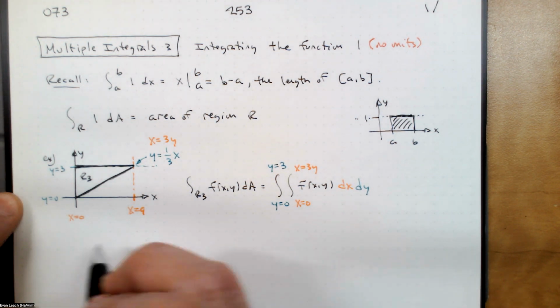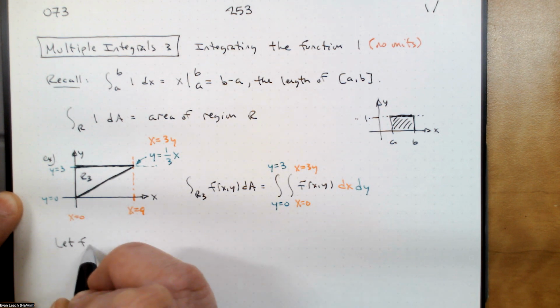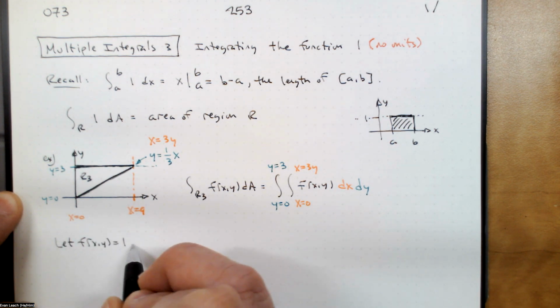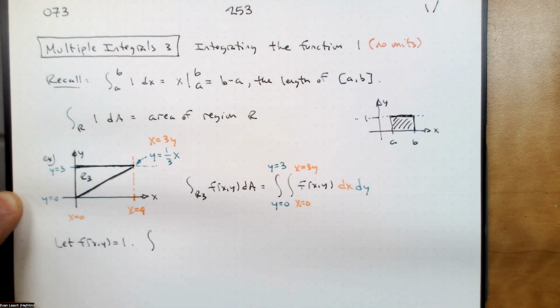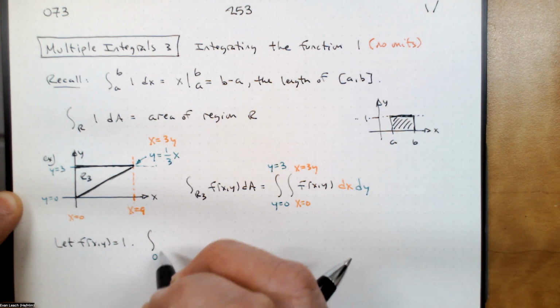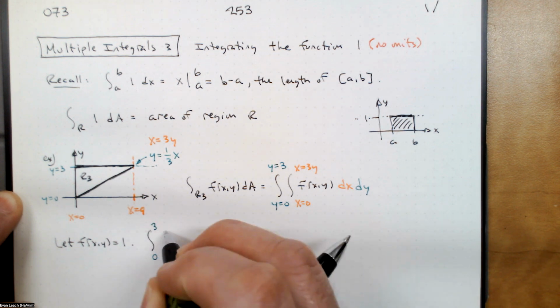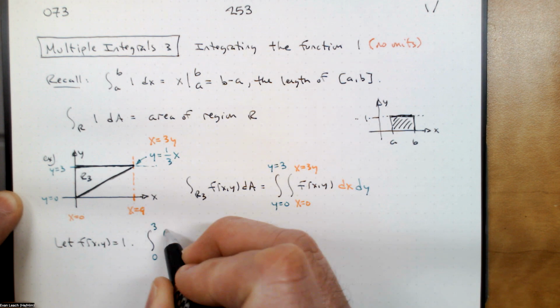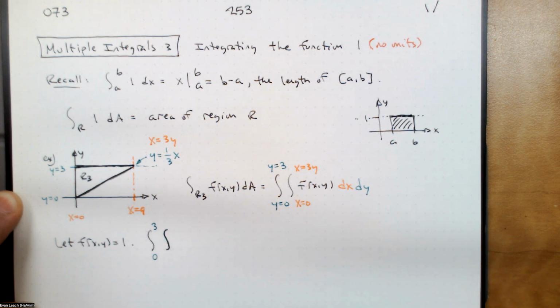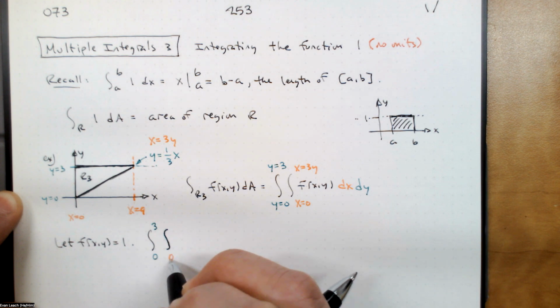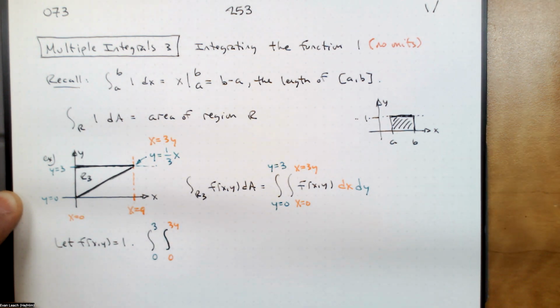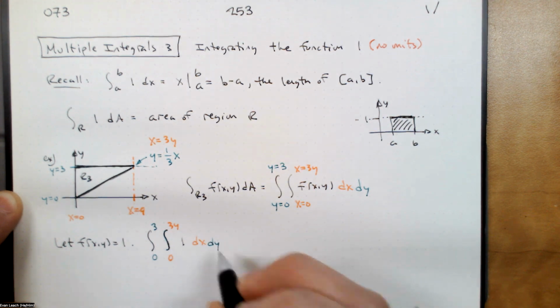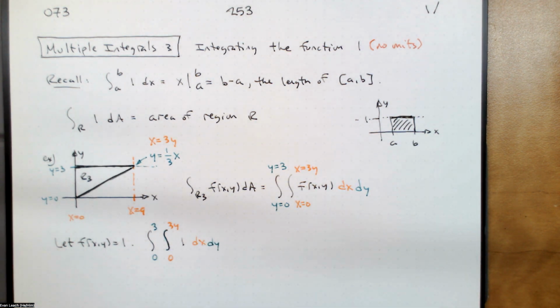So let's let f of x, y equal 1. So we'll have the integral from 0 to 3, and then from 0 to 3y, of the function 1 dx, dy. So we have this iterated double integral.